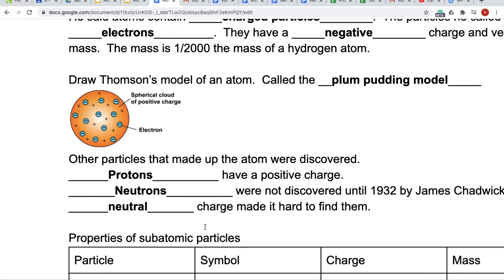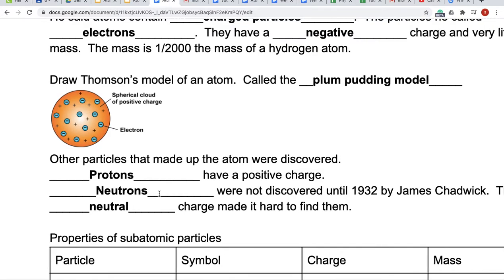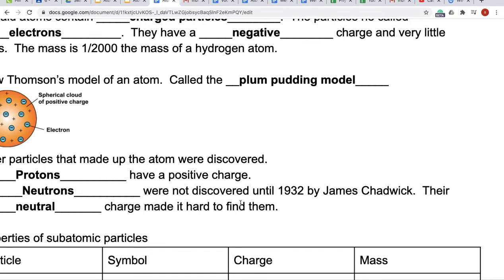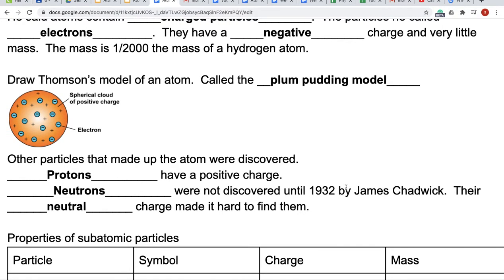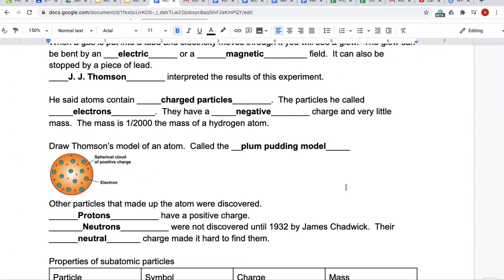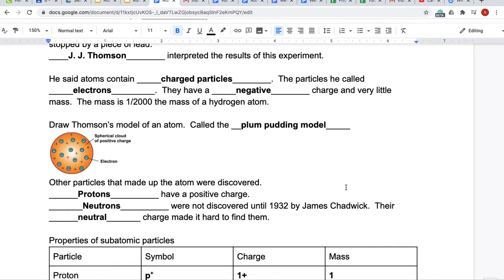All right, so after Thomson, there were other particles that were discovered. The proton was discovered, and that has a positive charge. So there's actually particles in the atom that have a positive charge. Neutrons are also in the atom. These were discovered in 1932 by James Chadwick. Those were found to be a neutral charge, so neither positive nor negative, but neutral, so no charge at all.